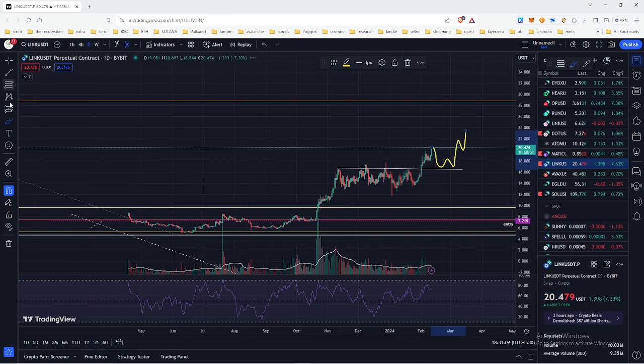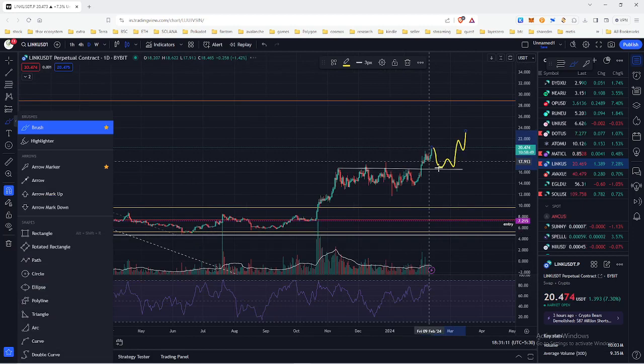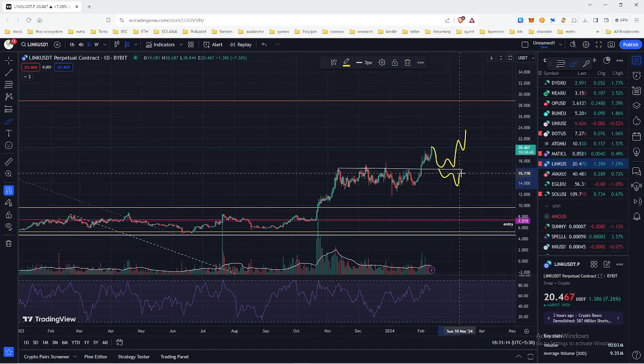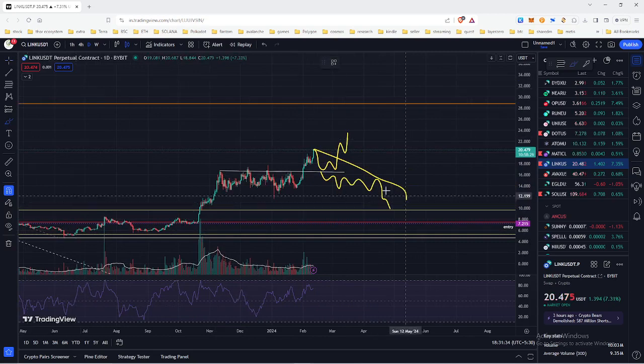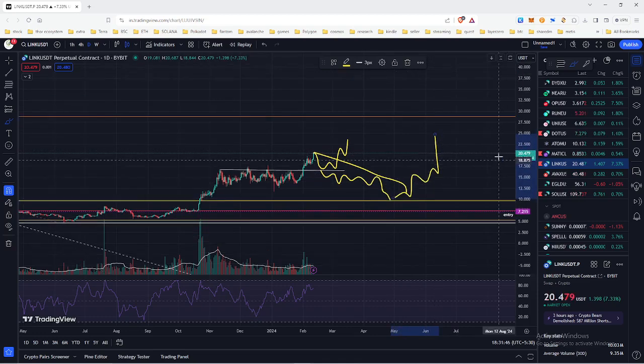If coming down we fail to hold this as support, then we might re-enter this trading range and range here for a while, or maybe come down to the $10 level. Okay, so then we can get something like a bearish trend. Okay, after that, by the mid of 2024 or something, we will break this falling wedge. We'll make it towards the upside. That is the bearish scenario for daily.